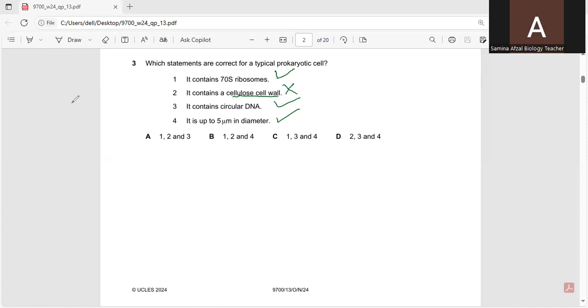So according to this, statements 1, 3, and 4 are correct. So A is not correct, B is not correct, D is not correct. Only C is the correct option.